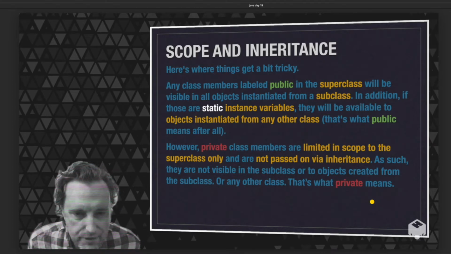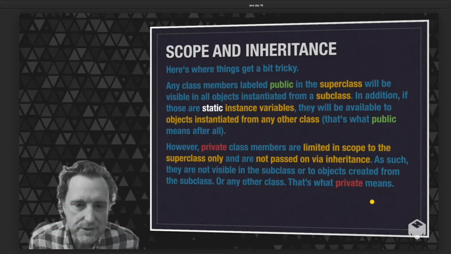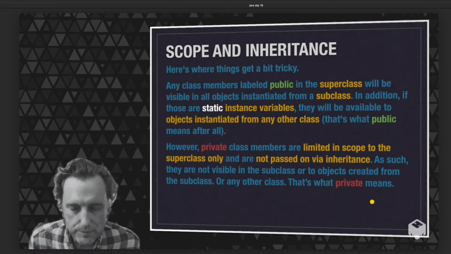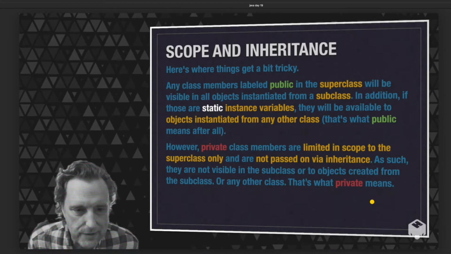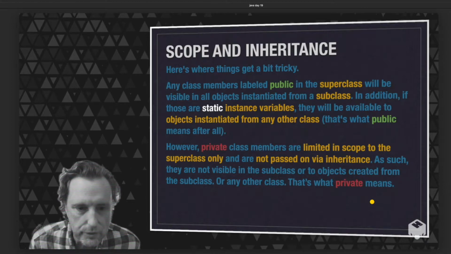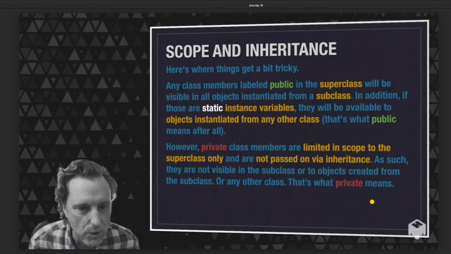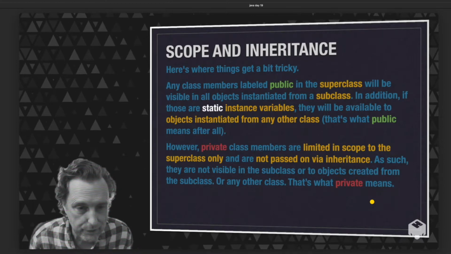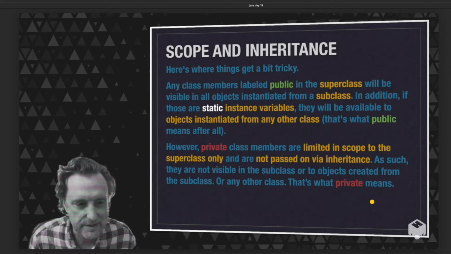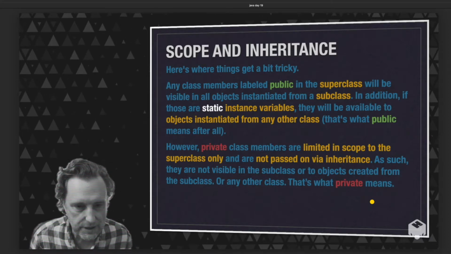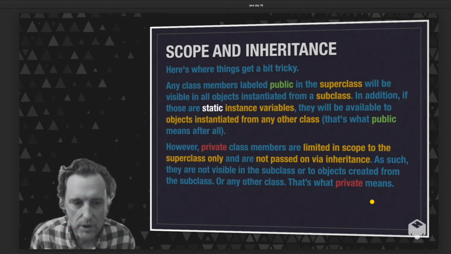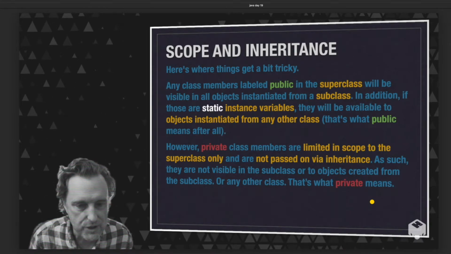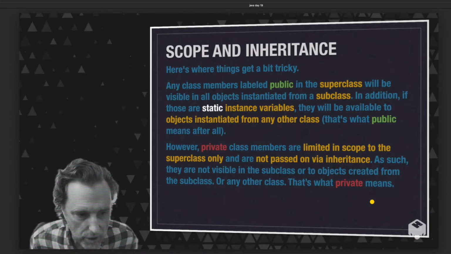Private class members are limited in scope to the superclass only. They are not passed on via inheritance. That means if you make an attribute and declare it to be private, it is for the private use of objects created from the superclass only. It is not present in objects created from the subclass. That is essentially what private means: restrict this attribute to this class and or objects created from this class. Do not share it any more broadly.